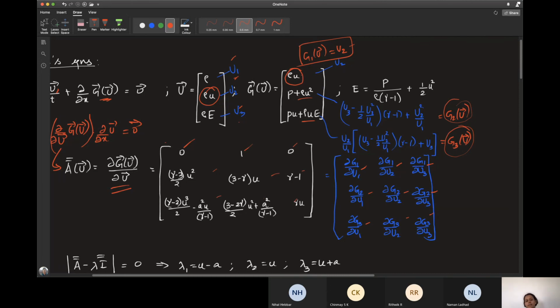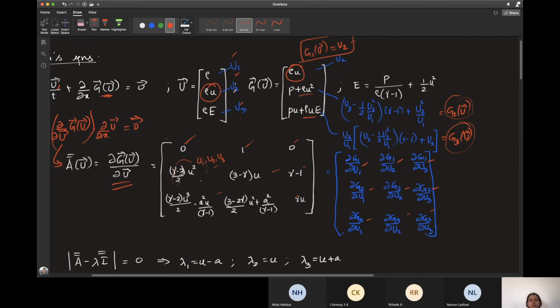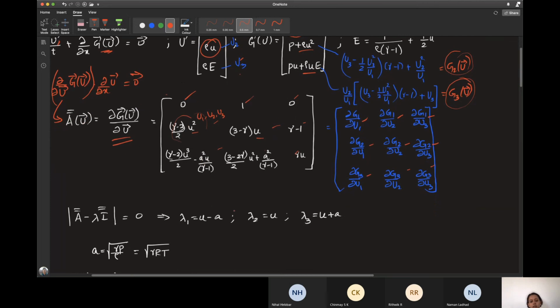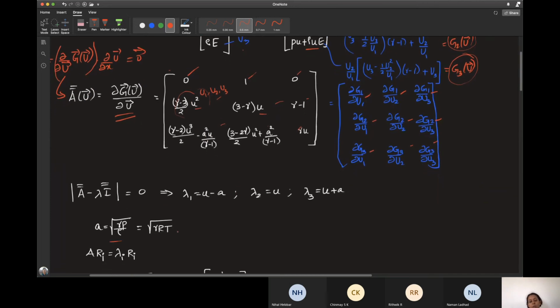We'll find these in terms of u1, u2 and u3 only. After that, I've transformed those things back to the primitive variable form, that is in terms of u. And a is the sound speed, root of gamma p by rho.